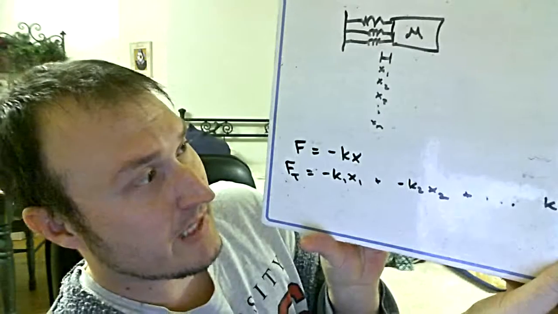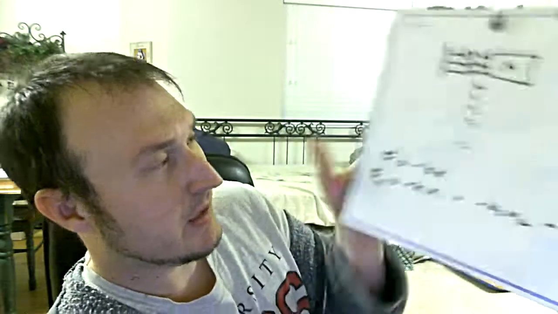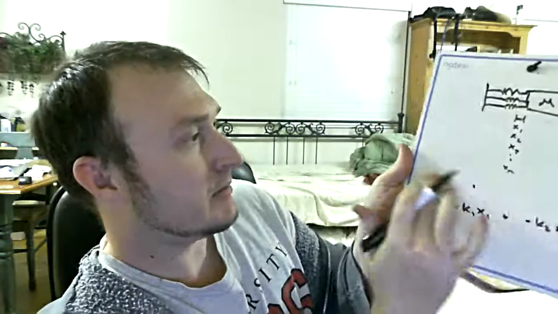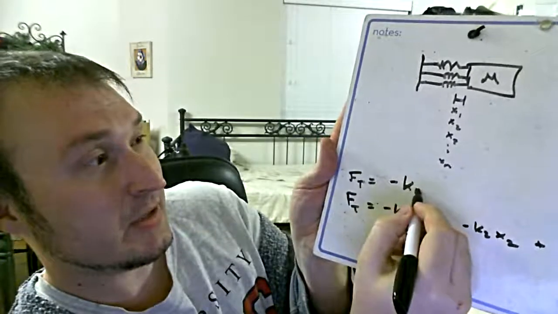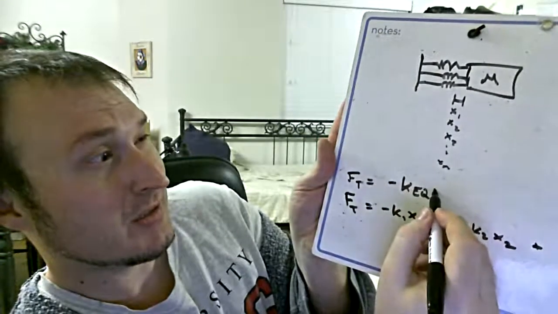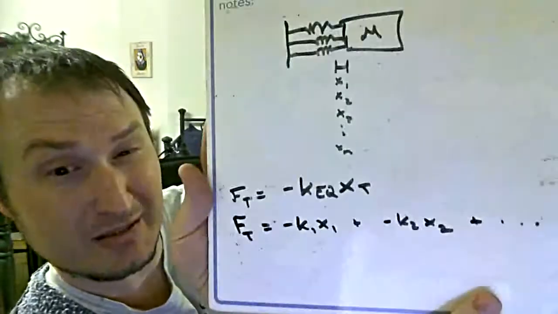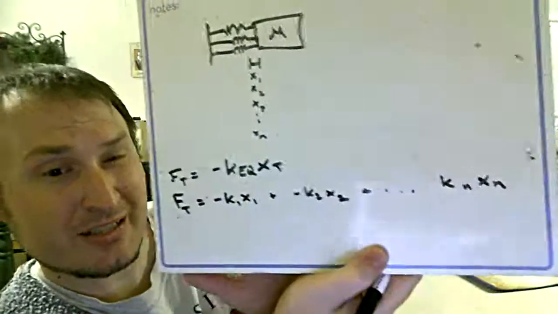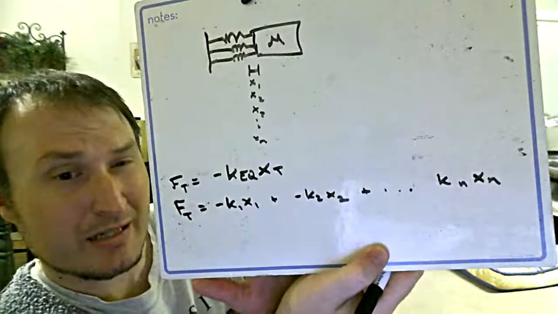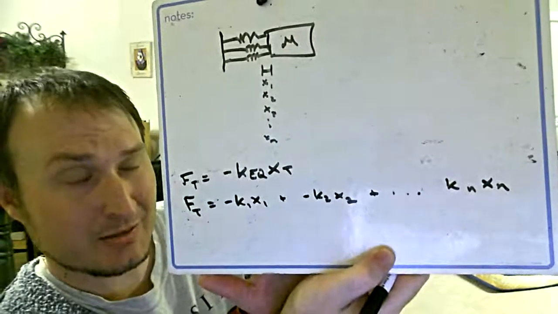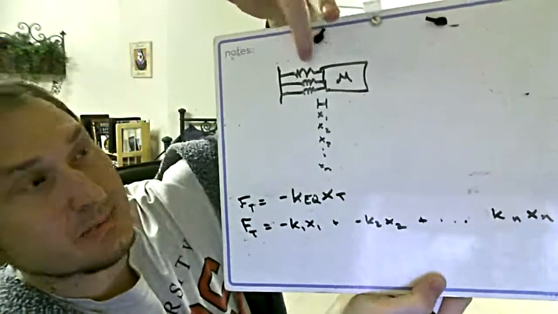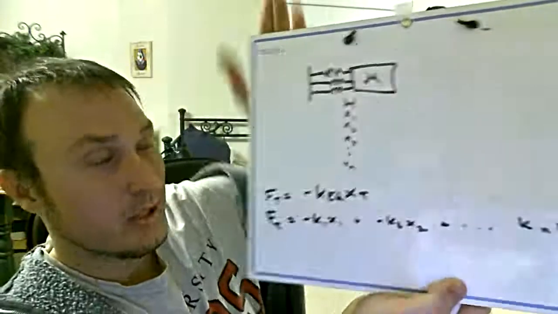Now, I'm going to show you what I got there. F sub t equals negative k eq times the total displacement there. But in our situation, you should realize pretty quick that x sub t equals x sub 1 equals x sub 2 equals x sub n. The total displacement is the same as the displacement of all of the springs, because they're in parallel. Hopefully you can see that.